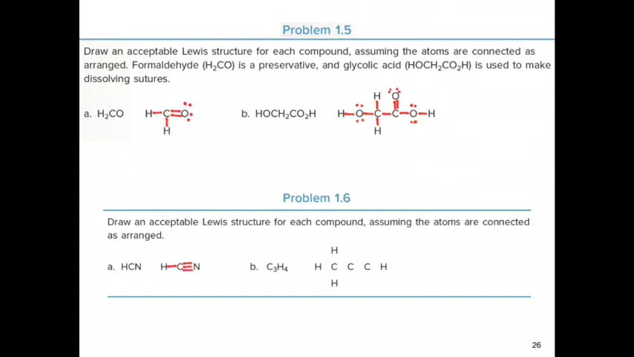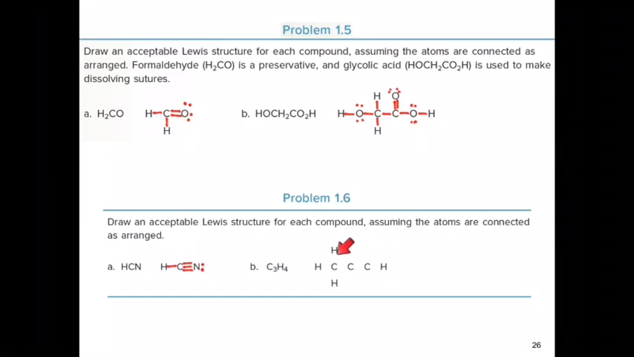So as you can see, carbon now satisfies the octet rule with a total of 4 bonds. Nitrogen, on the other hand, only has 3 bonds, which lacks another lone pair of electrons. So all we have to do is add a lone pair of electrons outside nitrogen, and this is the Lewis structure for hydrogen cyanide. For the second example here, we have C3H4 arranged in this format here.